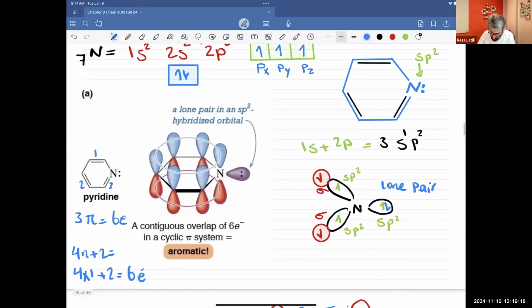So each p orbital has 1 electron in it. We have 6 electrons, 6 p orbitals. So that compound can be aromatic.